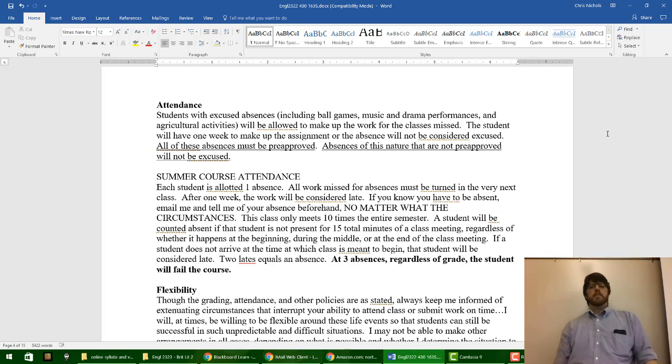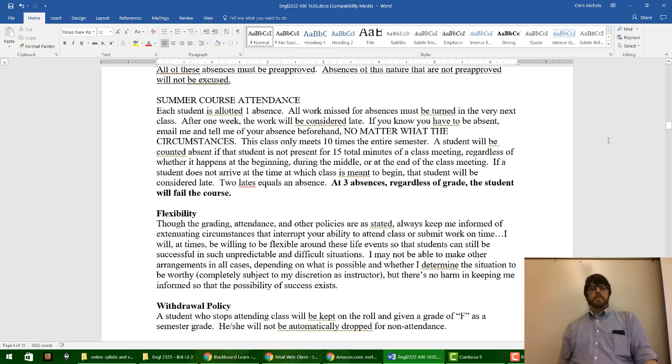But I do want to make a point down here below. There is a flexibility paragraph. And it says, though the grading, attendance, and other policies are as stated, and I have full capacity to follow them to the letter, I do want you to keep me informed of any extenuating circumstances that interrupt your ability to attend class or submit work on time. A lot of times people's parents make these July 4th plans months in advance, like in February, like they planned where you're going on July 4th, and there's nothing you can do about it.